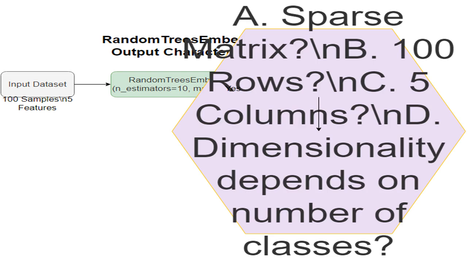These are the questions I'm trying to answer about the output matrix. Will it be mostly empty values, sparse? Will it have 100 rows, one for each sample? Will it have 5 columns, one for each initial feature? The answers depend on how RandomTreesEmbedding works.